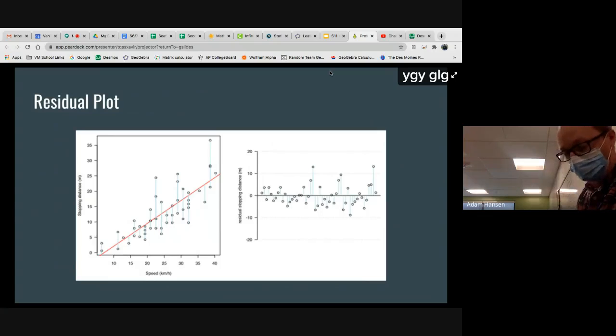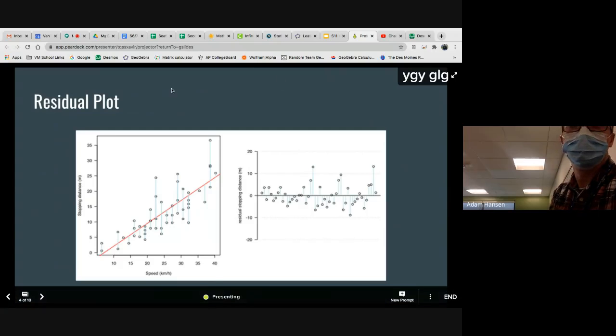All right, I think we're going to start calculating trendline equations and making predictions for a set of data next week. Otherwise, have a good weekend.